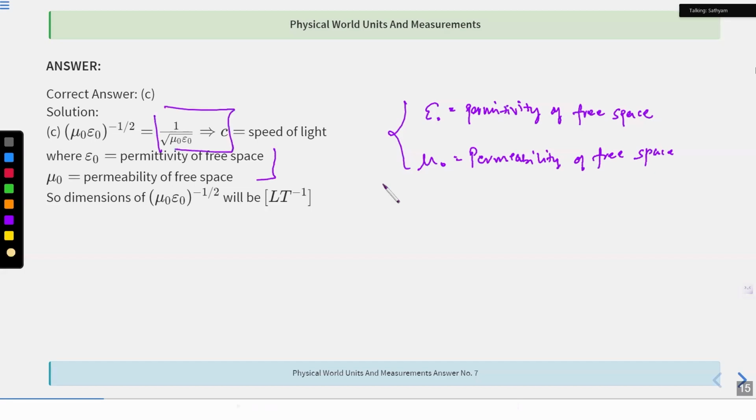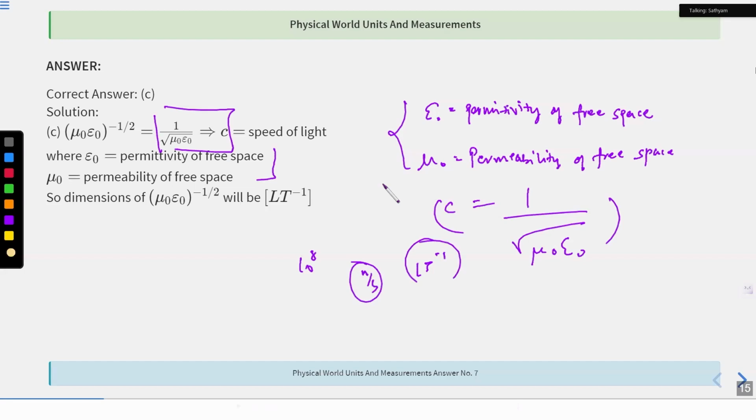You should know this formula, that C is equal to 1 by under root of mu naught into epsilon naught. Just note this thing. And you'll get LT power minus 1. Why? Because speed is meter per second, 10 to the power 8 meter per second, speed of light. You have meter per second, that is LT minus 1. Simple. Let's move further.